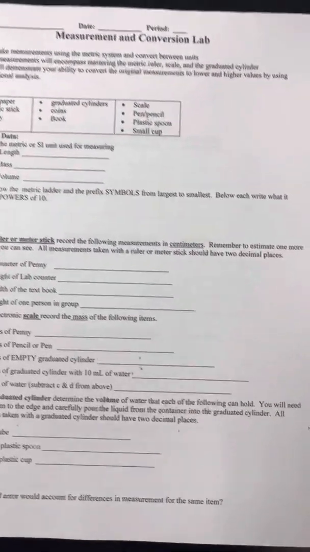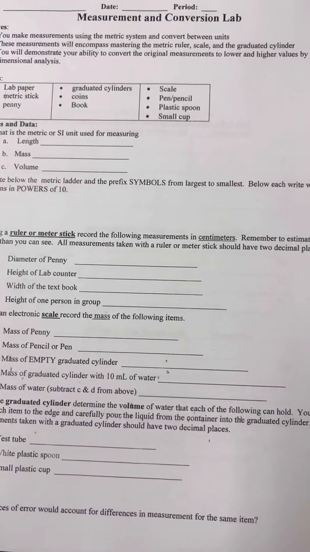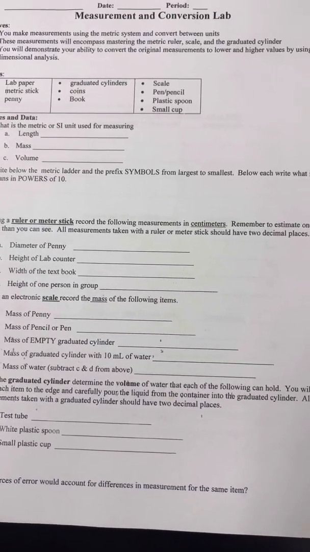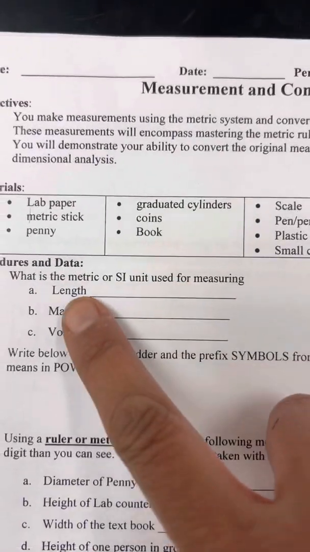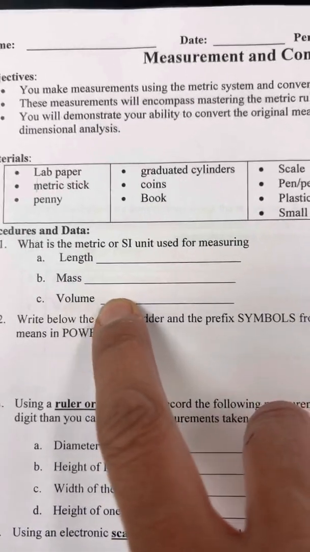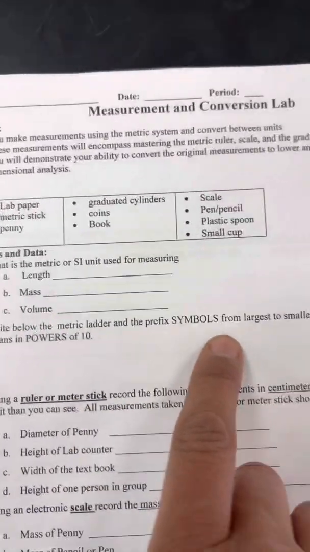So again, we're looking at making measurements and using the metric system and converting between units using the ruler, scale, and graduated cylinder. So the first step is to fill this in yourself. What is the SI unit used for measuring length, mass, and volume? And this one is right below the metric ladder and the prefix symbols.